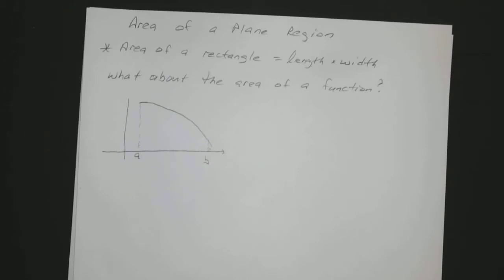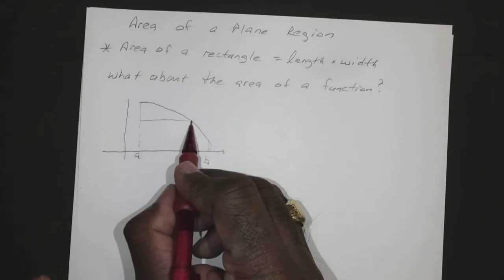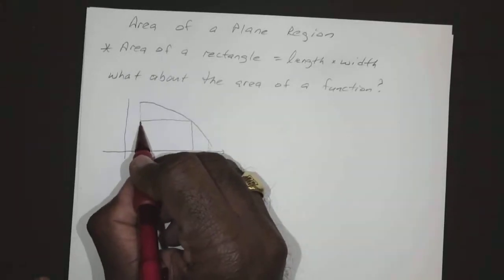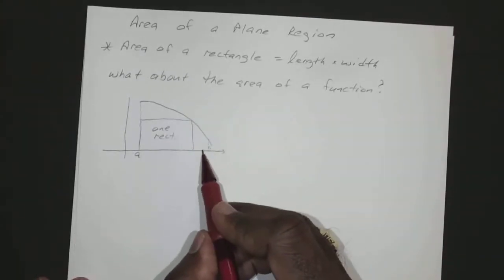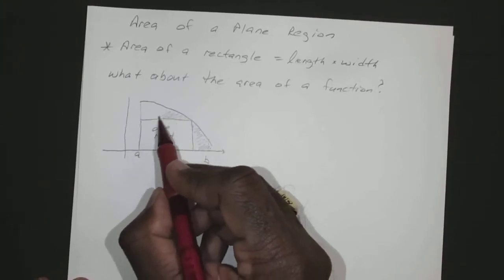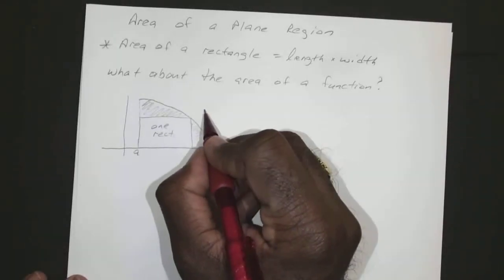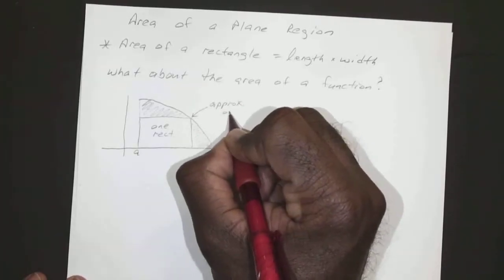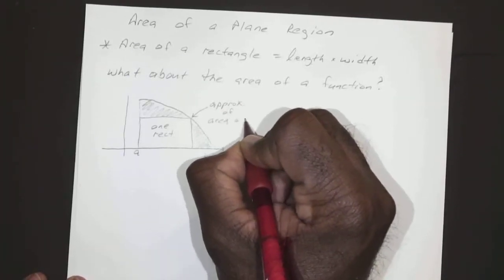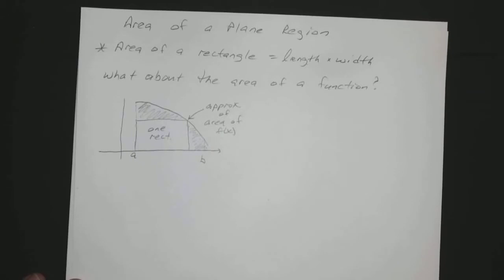Well, the only thing we know for a fact is that the area of a rectangle is length times width. So we can get an approximation by putting a rectangle in there. And unfortunately, that leaves all of that unaccounted for, but it gives us somewhere to start. So this is just a rough approximation of the area of our function.